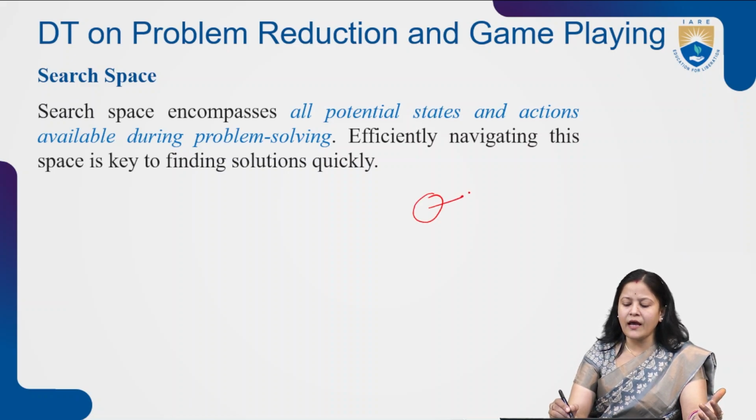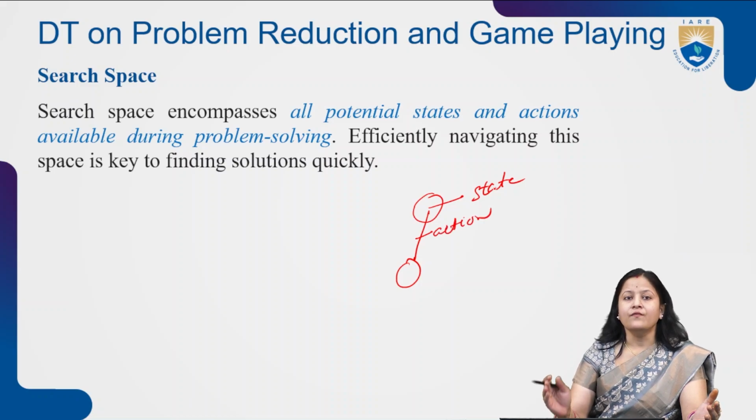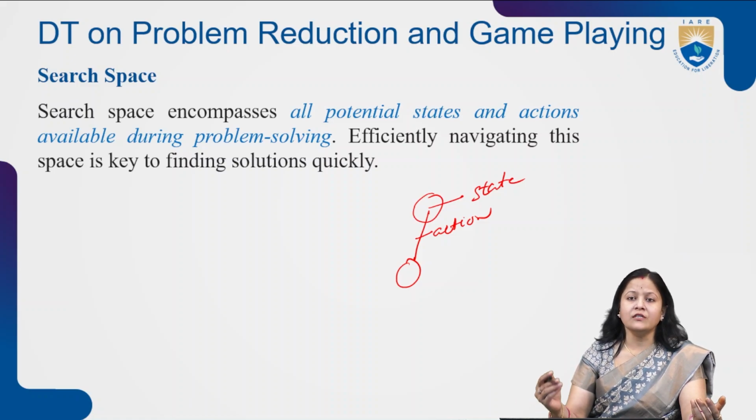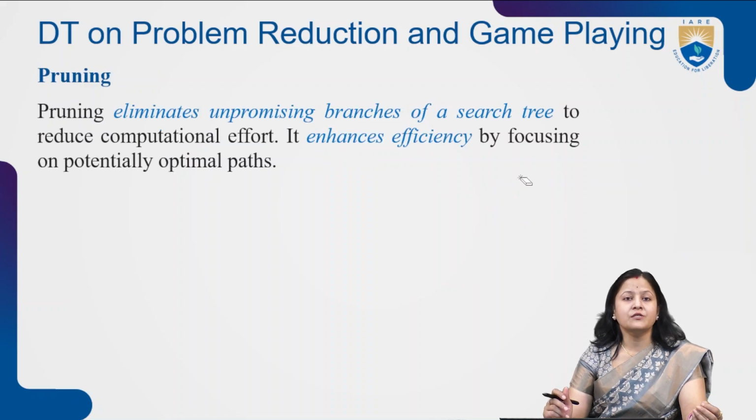Each node is called a state, and the transition from one state to another state is called the action. So search space is a combination of all the states as well as the actions available while solving the game playing problem. And why is the search space used? It allows the AI agent or the machine to navigate efficiently, starting from the start node to the goal node, to solve the complex problem. The next term is pruning.